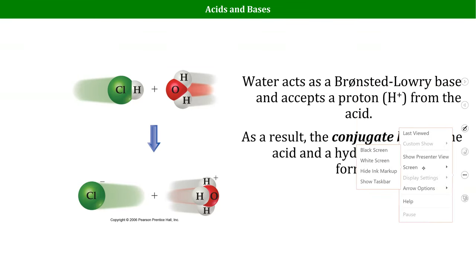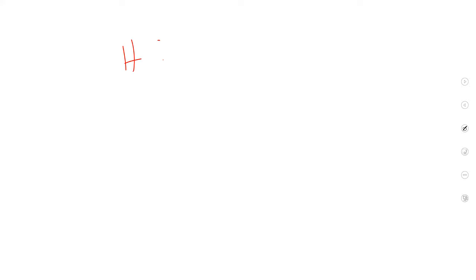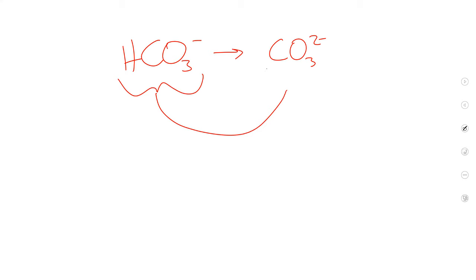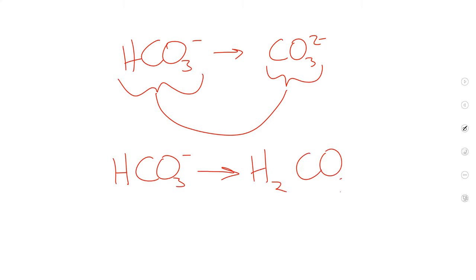So for instance, hydrogen carbonate turning into carbonate, these two molecules are always linked as conjugate acid-base pairs. Carbonate is the conjugate base of hydrogen carbonate. And conversely, if we have hydrogen carbonate acting as a base instead of an acid, we have it accepting an extra H plus. Again, HCO3 minus turning into H2CO3. These are also linked, right? So the conjugate acid of hydrogen carbonate is carbonic acid. The conjugate base of hydrogen carbonate is carbonate. But they're always linked.